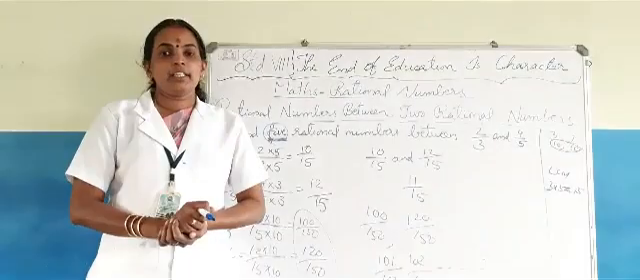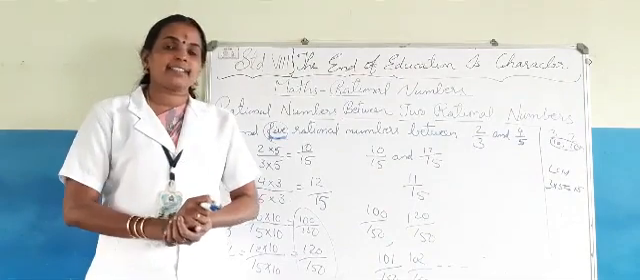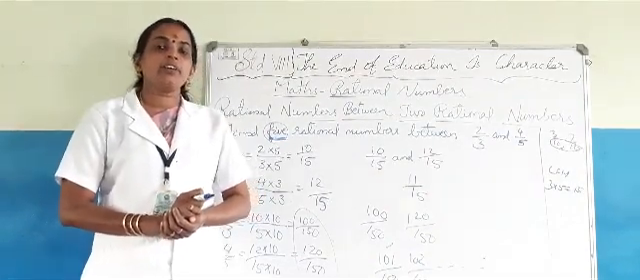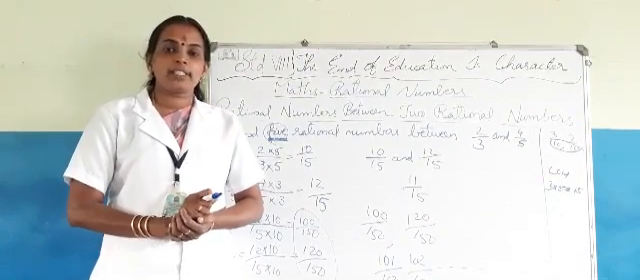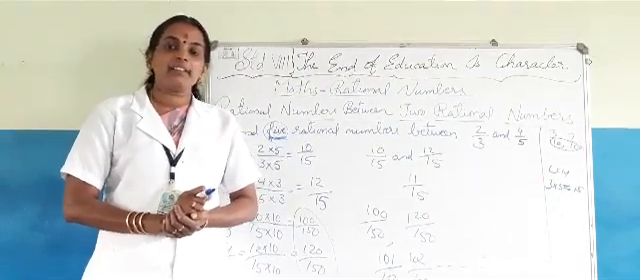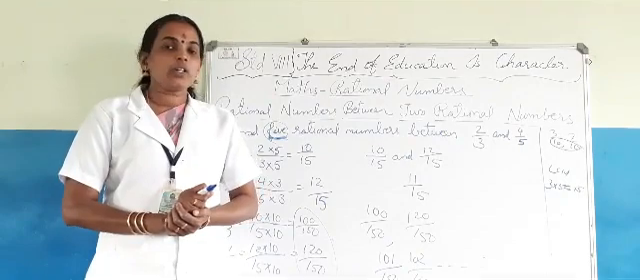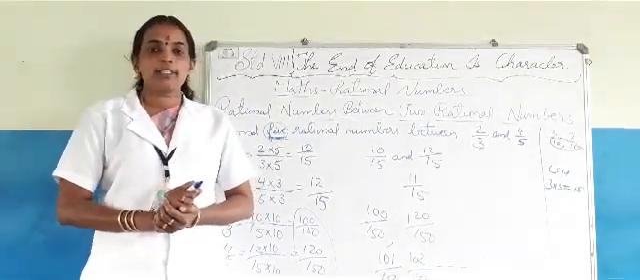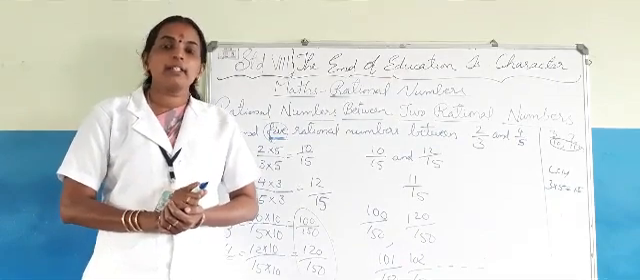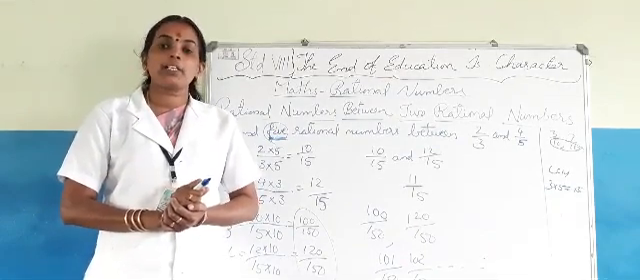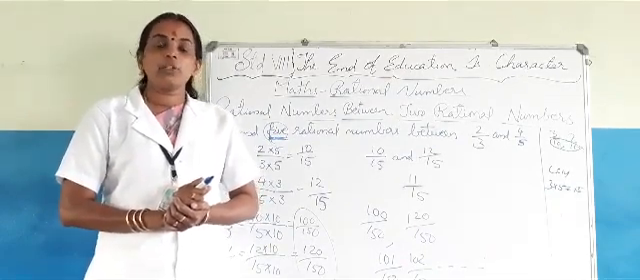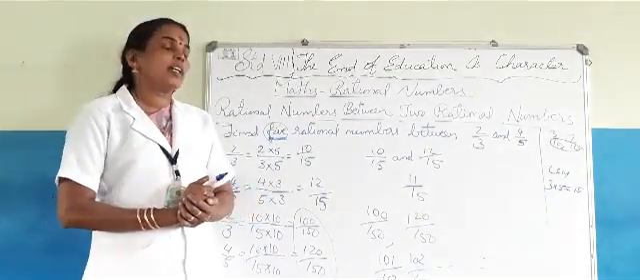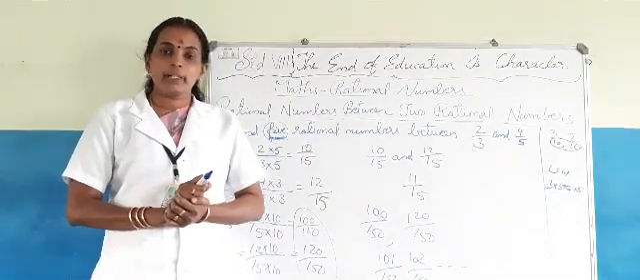So children, in order to find the rational numbers between any two rational numbers, first of all we have to make the denominator same by finding the LCM. Then also if you are not getting enough number of rational numbers, we have to make the denominator as multiples of 10. Then you can find as many rational numbers in between any two rational numbers.